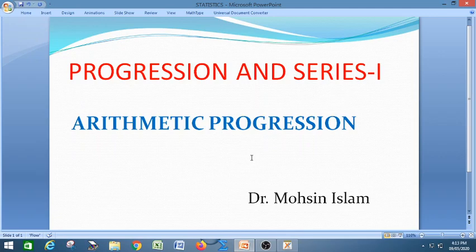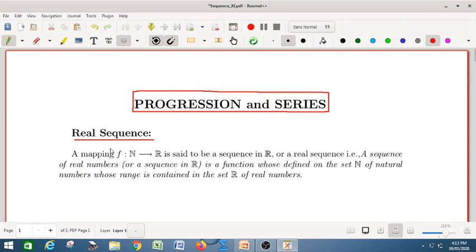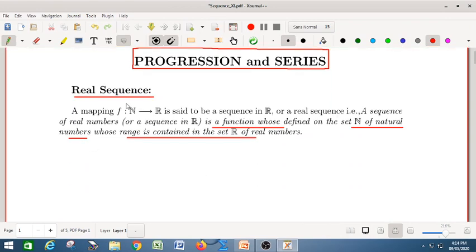A sequence is a discrete function. So let us see. A real sequence is defined as a mapping f from N to R, which is said to be a sequence in R, or a real sequence. That is, a sequence of real numbers is a function defined on the set N of natural numbers and whose range is contained in the set R of real numbers. So this is the mapping actually.